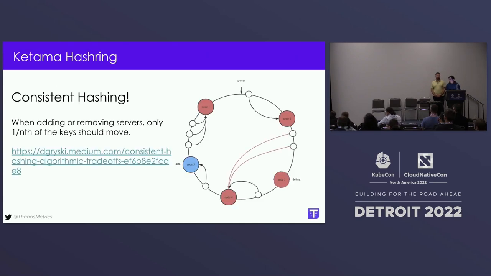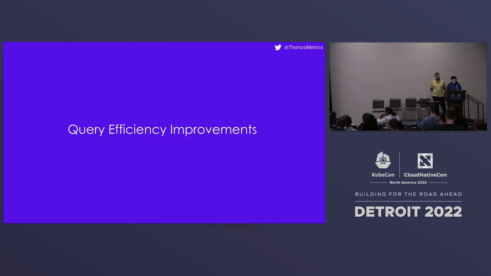Thanks to the awesome blog post written by Daniel Greensky, we implemented Ketama hashing in the recent Thanos release. If you are interested in the details, please do check out this blog post. And yes, that's pretty much the improvement I want to introduce. Next, I will hand it over to Bartek to talk about the really exciting query efficiency improvements.